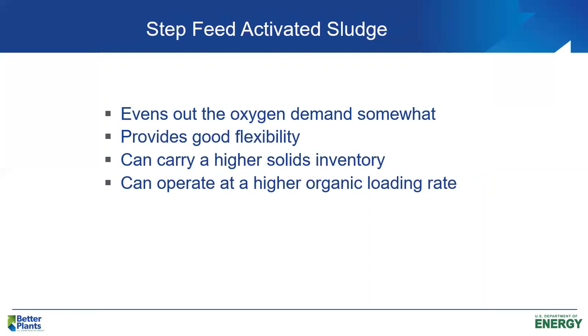Well, let's say we get a real high rainfall event, we get a lot of flow coming into the process. If we operate normally, we may wash out our biomass to the final clarifier. And by adding the flow to the last compartment, we'll reduce the likelihood that we'll get solids washout. So again, a lot of flexibility. We can carry a higher solids inventory, and then we can operate at a slightly higher VOLR, volumetric organic loading rate. So it's the most flexible type of activated sludge process we can use.